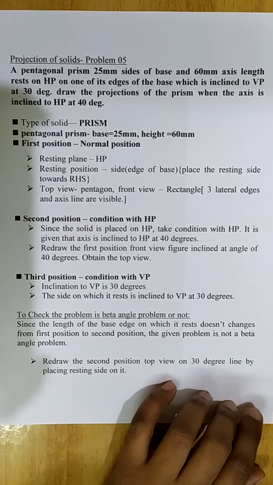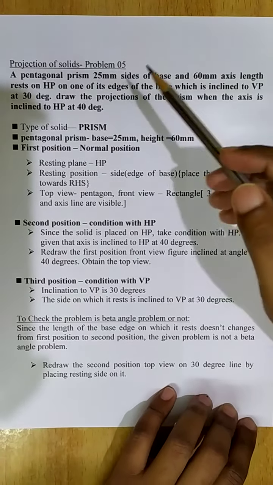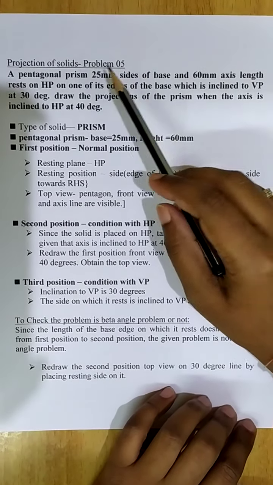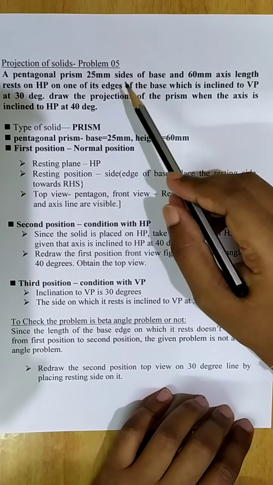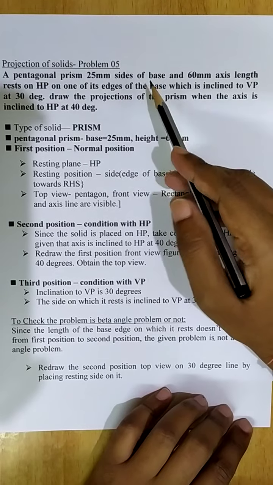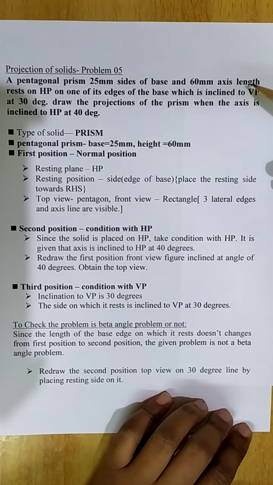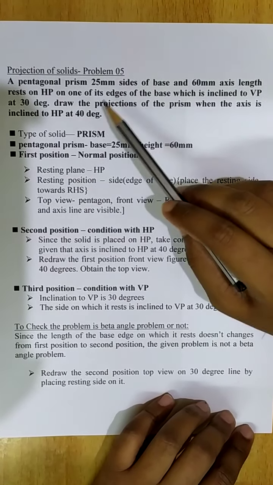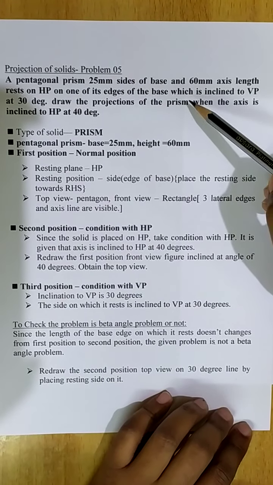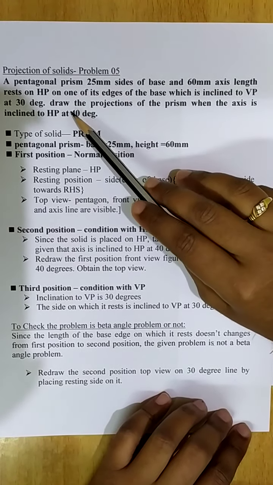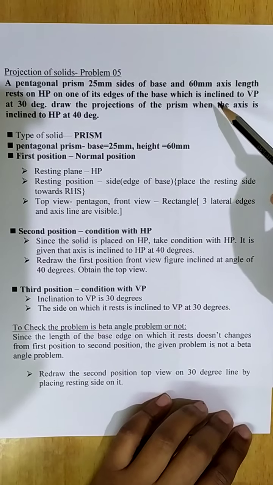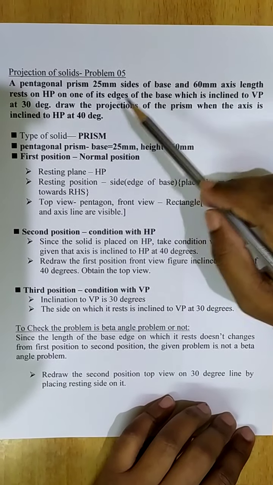Hello everyone. In this video session we will discuss problem number 5 related to projection of solids. The question is: a pentagonal prism, 25 mm sides of base and 60 mm axis length, rests on HP on one of its edges of the base, which is inclined to VP at 30 degrees. Draw the projections of the prism when the axis is inclined to HP at 40 degrees.